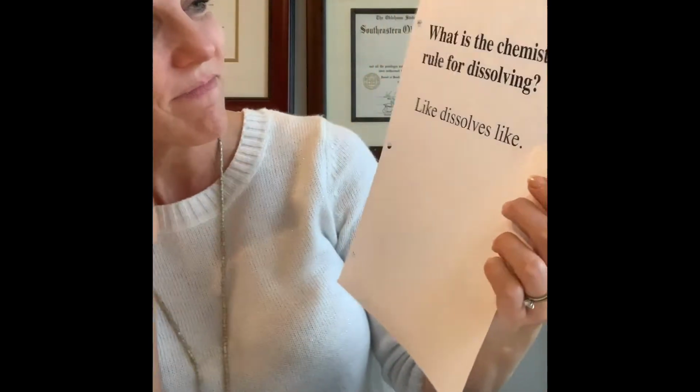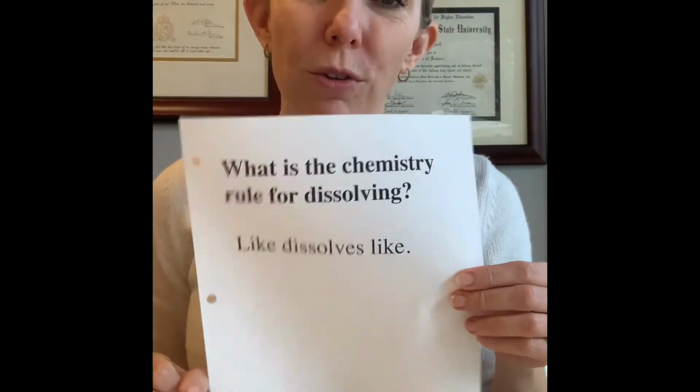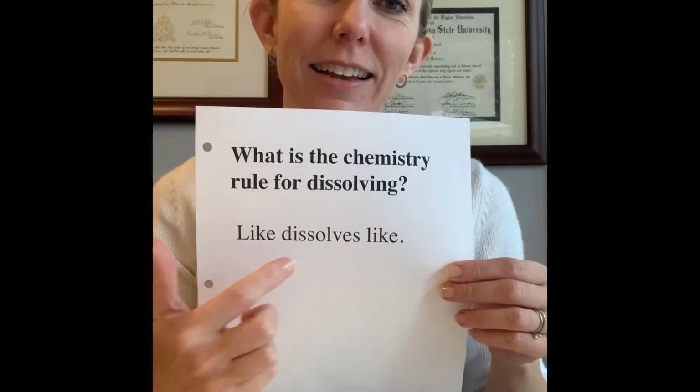So that brings us to our memory work for today. 8 minutes in, my goodness. What is the chemistry rule for dissolving? Like dissolves like. So why did salt dissolve in water and oil doesn't? It comes down to that polar versus nonpolar and ionic. Depending on what type of compound you're dealing with, they dissolve differently.